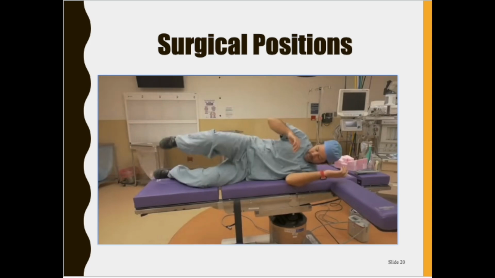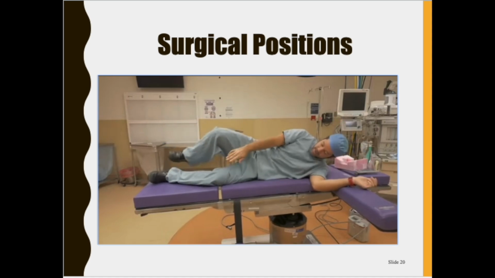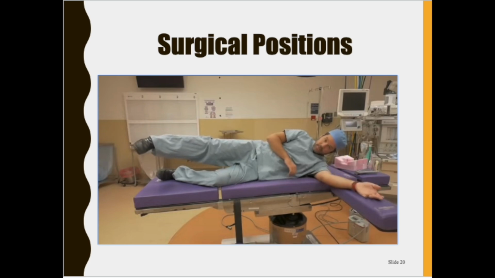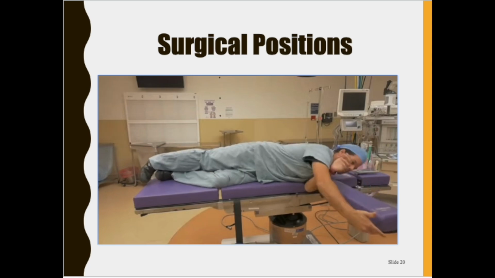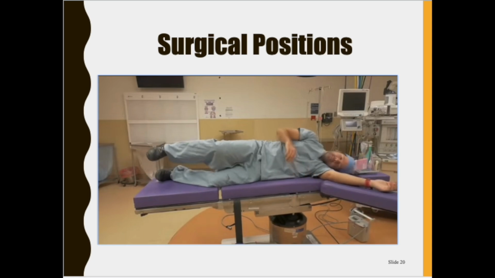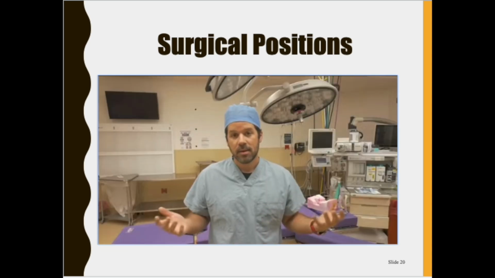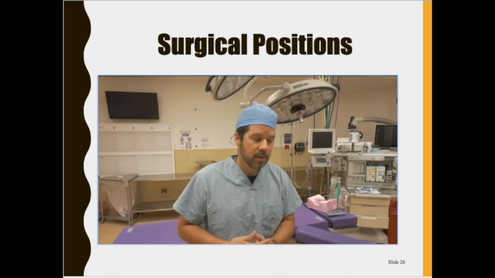Patient is lateral. Their lower leg is bent. Usually have a couple pillows in between the legs, and the top leg is straight. Your arms are out. Your arms will be out on one side, and you'll have a couple more pillows right here, just to try and keep a nice, comfortable space. That is pretty much it for the different types of positions on this table.